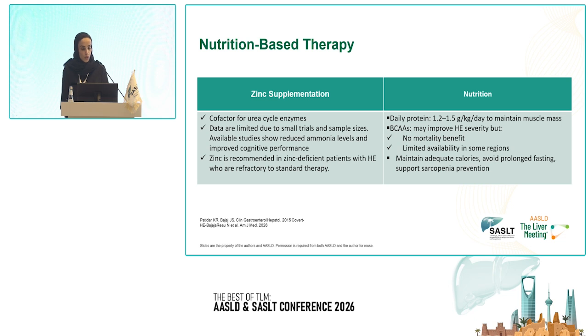And for nutritional support, as we know, the recommendation for cirrhotic patients is daily protein of 1.2 to 1.5 g/kg per day to maintain muscle mass. BCAA may improve hepatic encephalopathy, but no mortality benefit, and we have to maintain adequate calories, avoid prolonged fasting, and support sarcopenia prevention.